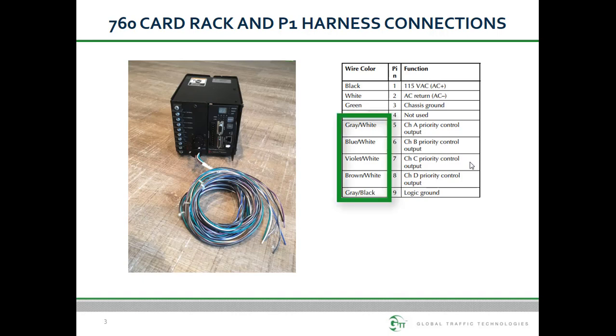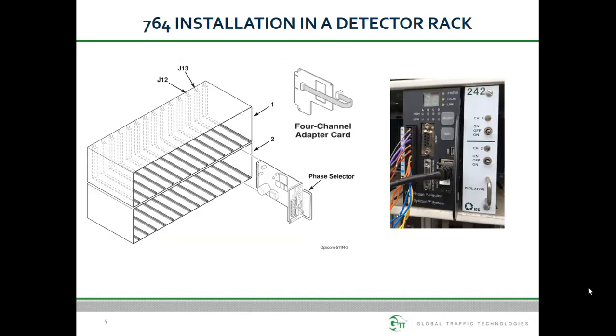The 4 uniquely colored outputs from the P1 harness are simply connected to the corresponding traffic controller preempt inputs, typically with spade connectors. Don't forget to also connect the 24 volt logic common wire to the corresponding logic common terminal block within the cabinet. Refer to your cabinet prints and controller manual for identifying the location of the preemption inputs within the cabinets and for programming preemption routines.